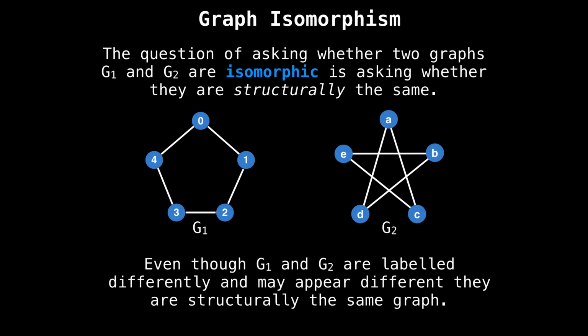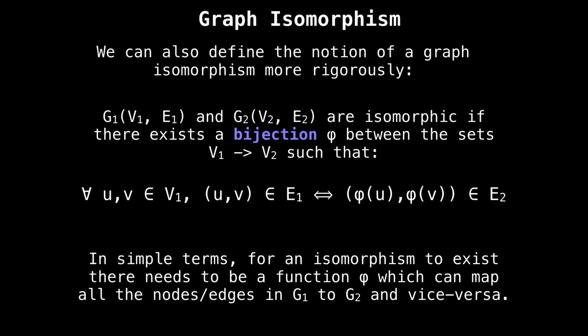You could, for example, conceptually unfold the graph on the right to match the one on the left, and then relabel its vertices, and you would have two identical graphs. We can also define the notion of a graph isomorphism more rigorously, because saying that two graphs have the same structure is not very well defined.